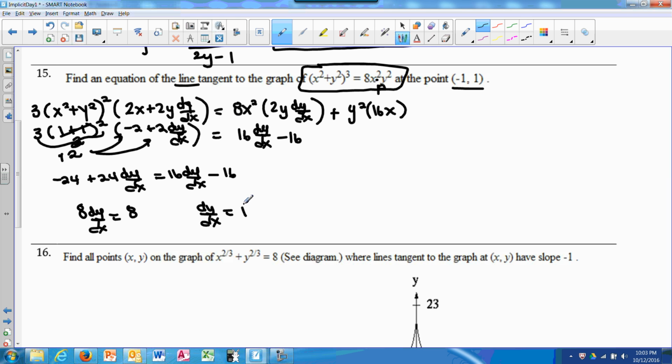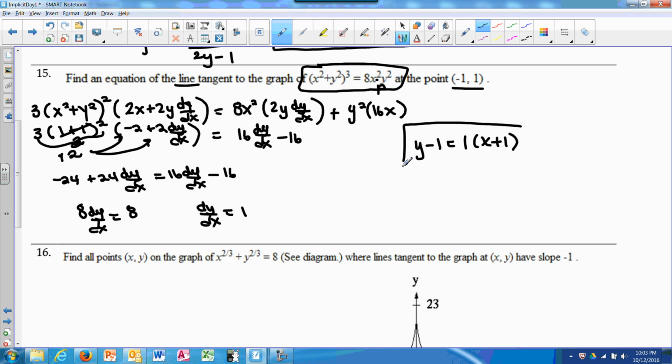It is not a constant 1 all the time. It just so happens at this point the slope is 1. Not everywhere. We would definitely have had a much more complex slope. So now we can write the equation of the line using point-slope form. Y minus 1 equals our m, which is 1, times x minus negative 1.